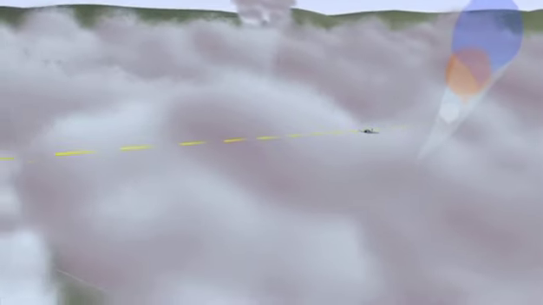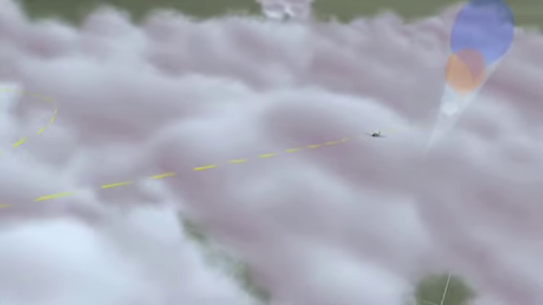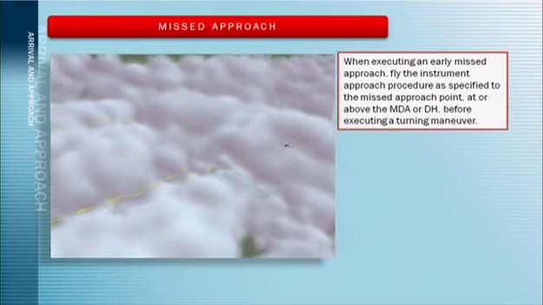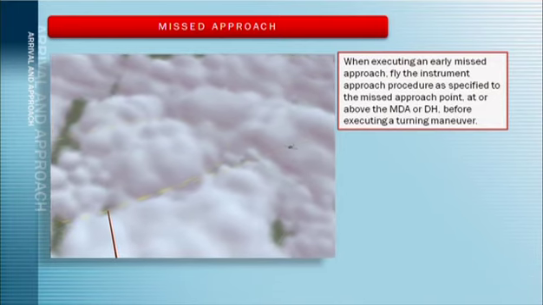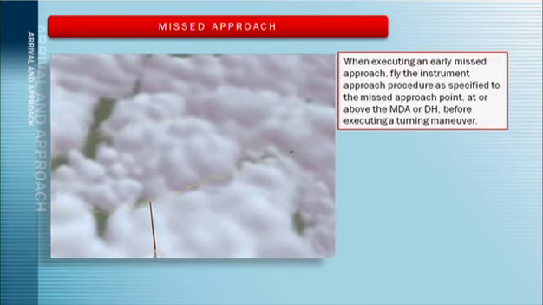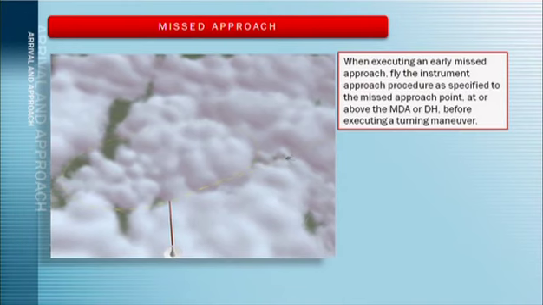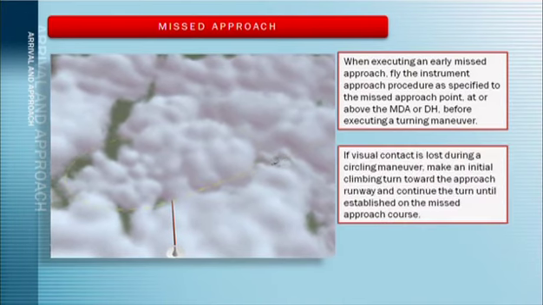But when do you start the missed approach? Well, let's say you make an early decision to fly the missed approach. In this case, you must continue at or above the minimum descent altitude or the decision height until you reach the missed approach point, and then you can execute any turning maneuvers associated with the missed approach. Now, let's say you are circling to land and visual contact is lost. How do you fly the missed approach then? Well, you make an initial climbing turn towards the approach runway and continue the turn until you are established on the missed approach course.